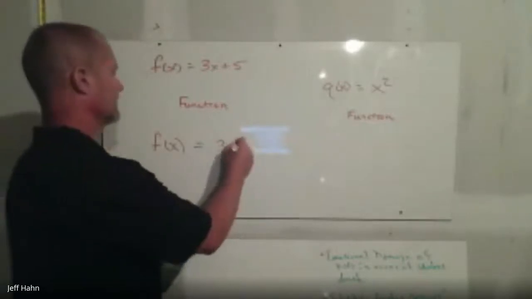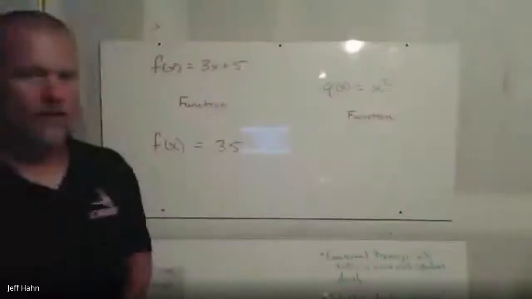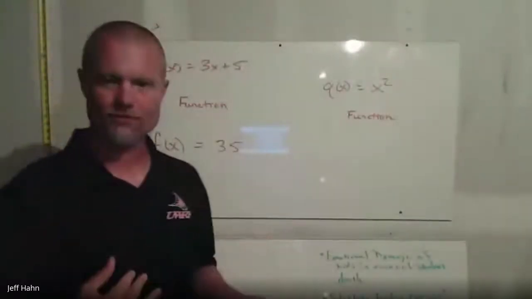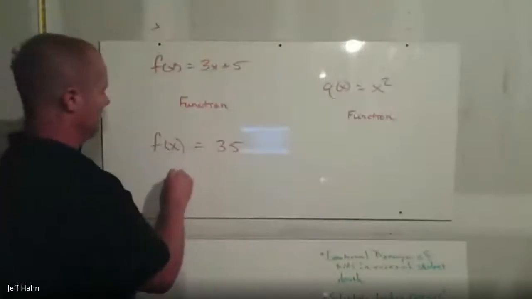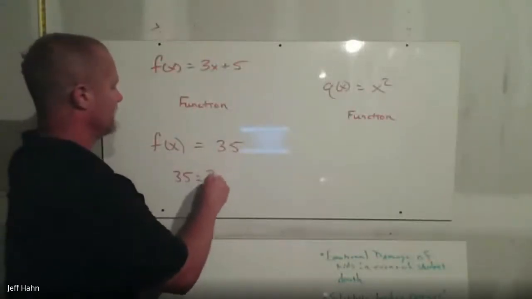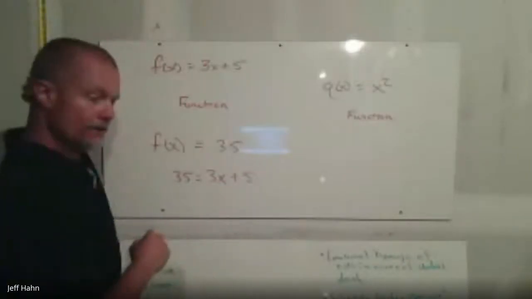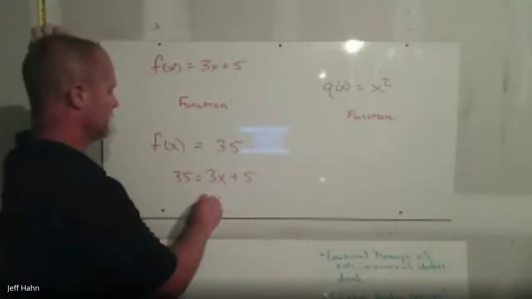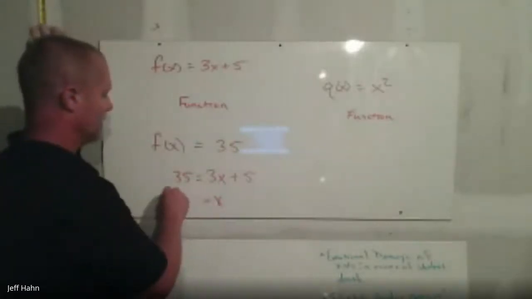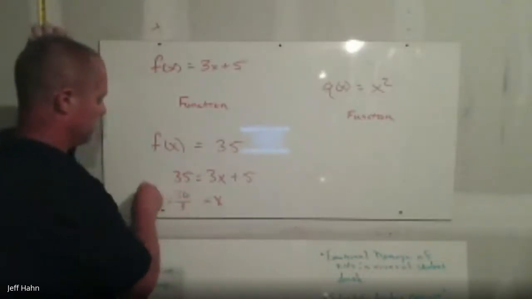35. Okay, the output was 35. So now I'm going to solve for that input. I'm going to say, okay, well, 35 was the output. I wonder what the input was. So this is solving for an input. And I'm going to subtract, I'm going to divide, and I'm going to end up with this equal to 30 over 3, which is 10.